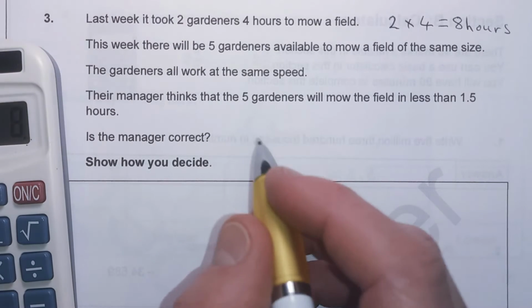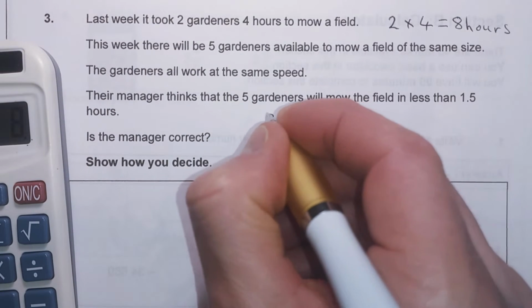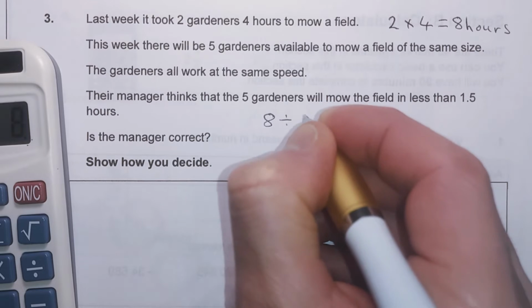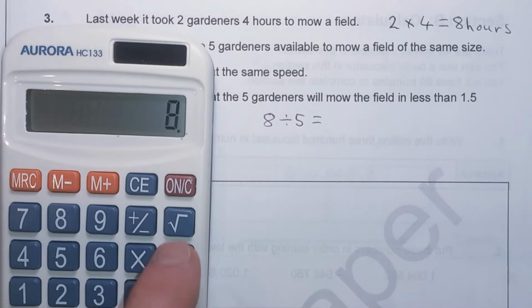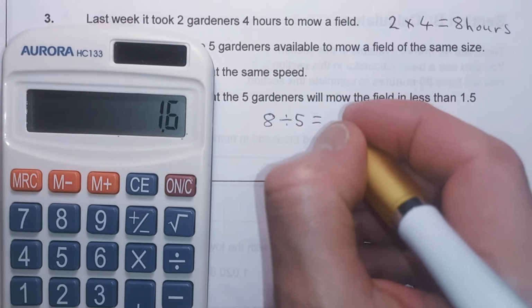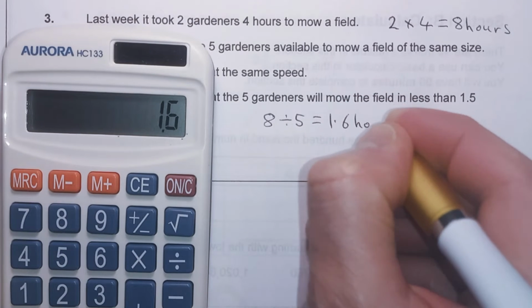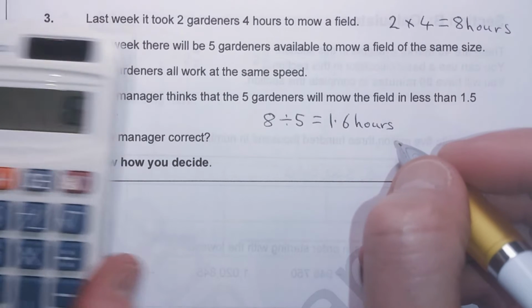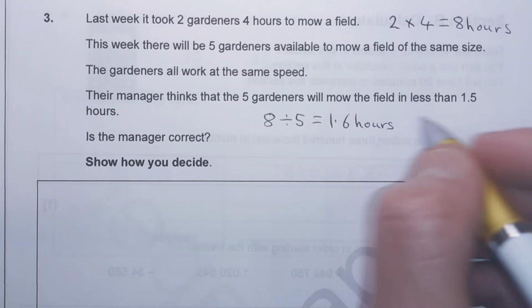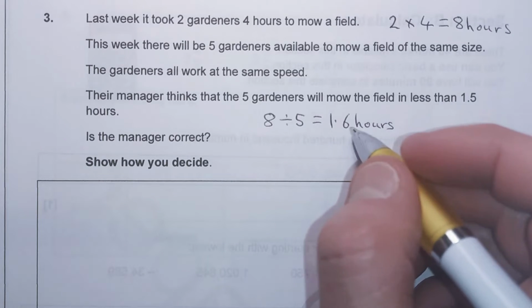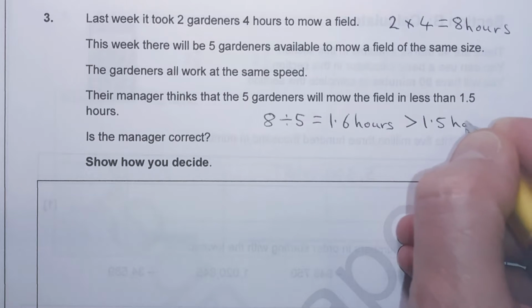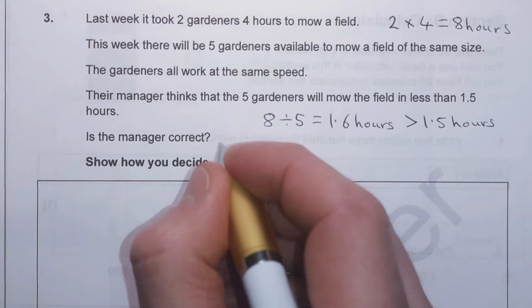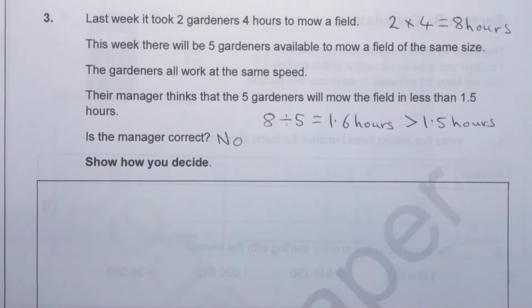We've now got 5 gardeners. So we can share the 8 hours by those 5 gardeners, which gives us 1.6 hours. The manager thinks they can mow it in less than 1.5 hours. Well, no, 1.6 is more than 1.5 hours. So is the manager correct? No, they're not.